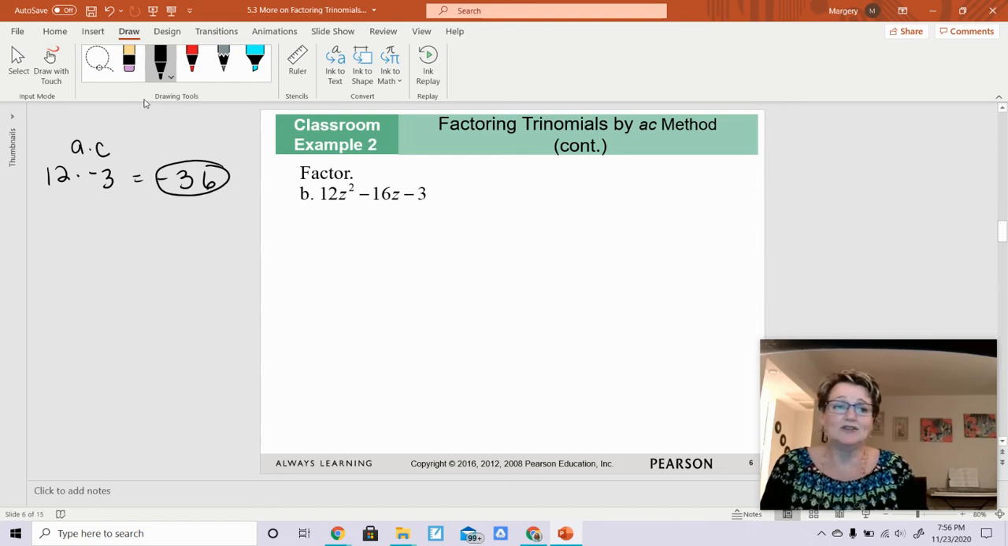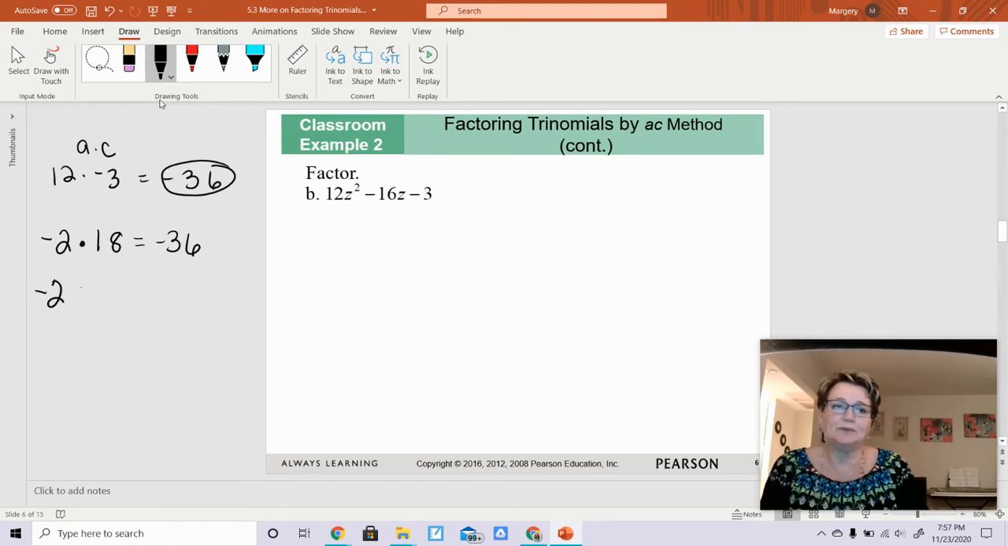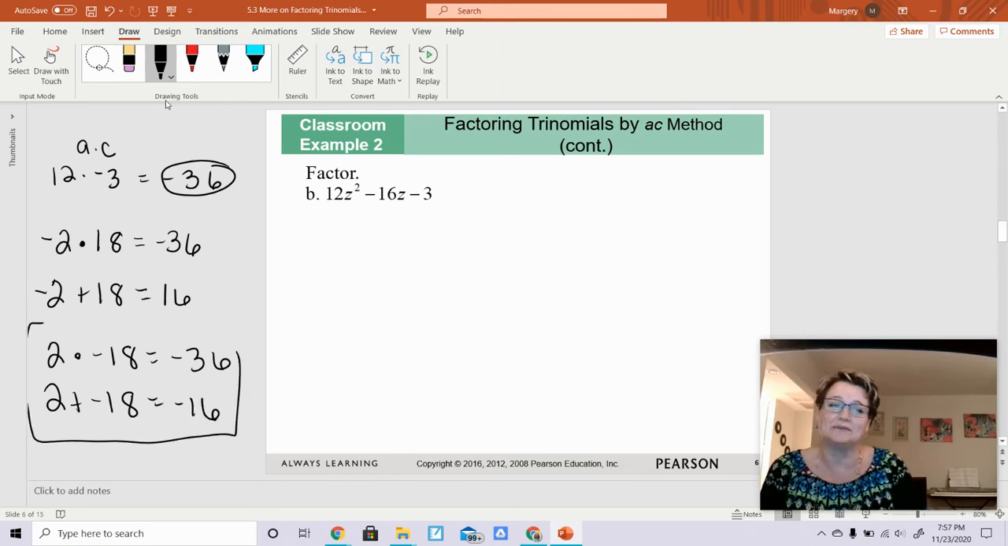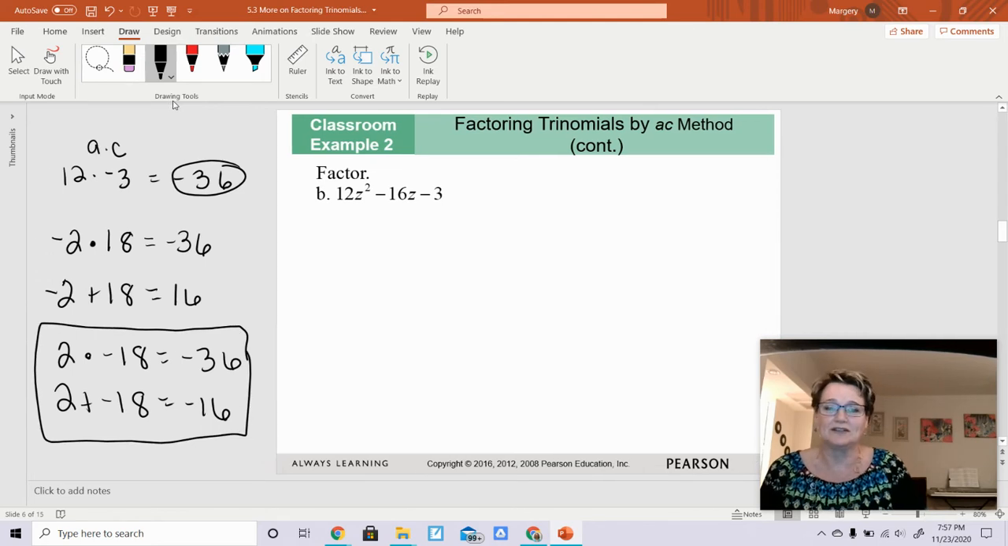So let's try -2 times 18. -2 times 18 is -36. -2 plus 18 is 16. So that can't be it. Let's try another one. What about if we do 2 times -18? That gives you -36. 2 plus -18 gives you -16, and that's your middle term. So you found your two factors.